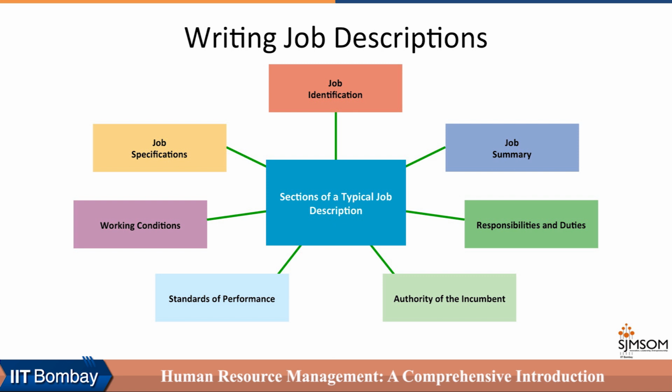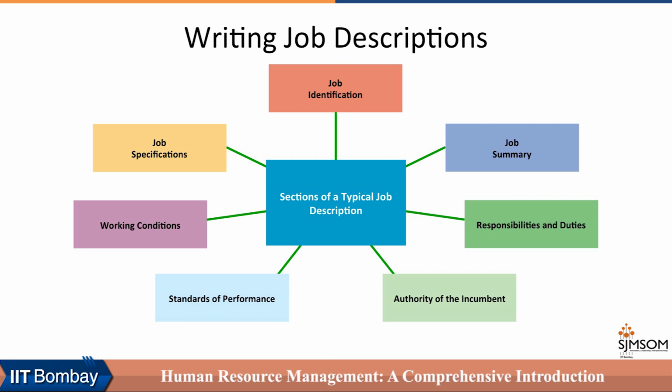Typically, the job description first has job identification, it gives job summary, responsibilities and duties, authority of the incumbent, standards of performance, working conditions, and job specification. Generally, job identification is about job title, the preparation date must be given, who has prepared the job description also must be given. Job summary includes the general nature of the job and major activities involved in it.